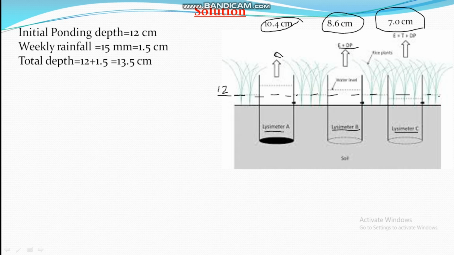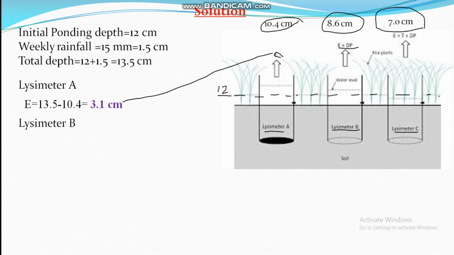Now we will calculate all the evaporation and evapotranspiration. Let us take lysimeter A. Evaporation is the total initial water 13.5 minus the remaining water 10.4. Therefore 3.1 centimeter is the loss, which is called the evaporation. So evaporation loss will be 3.1 centimeter. For lysimeter B, evaporation plus deep percolation loss will be equal to 13.5 minus the remaining 8.6, that will be equal to 4.9 centimeter. So this is E plus dP.